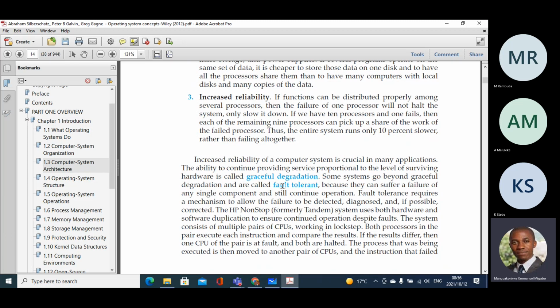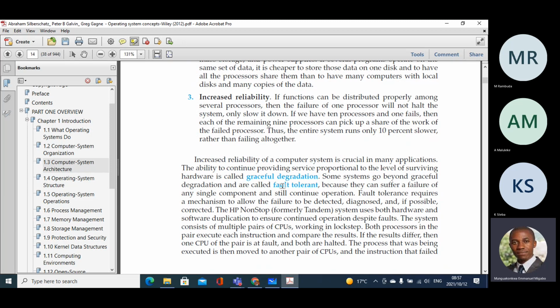The ability to continue providing service proportional to the level of surviving hardware is called graceful degradation. So in a multiprocessor system, it's exactly what I just mentioned. If one of the CPUs was to fail, there's still a graceful degradation in the sense that another one can take over. Some systems go beyond graceful degradation and they are called fault tolerant. So faults can happen, but you almost won't even feel them because they can suffer failure on one component and the other one can continue. So that's very important to mention.